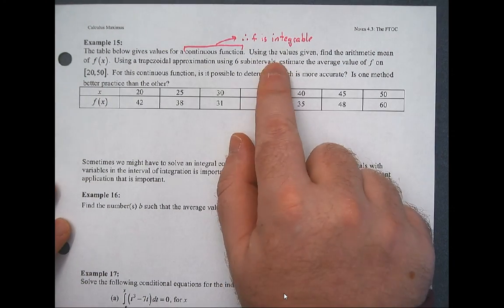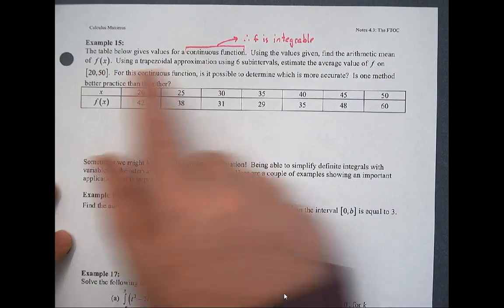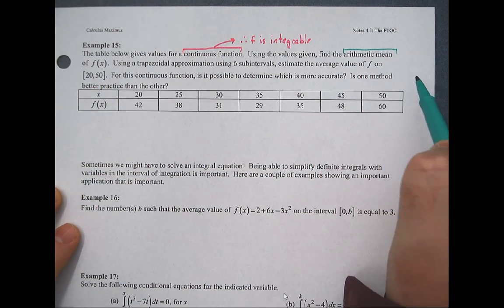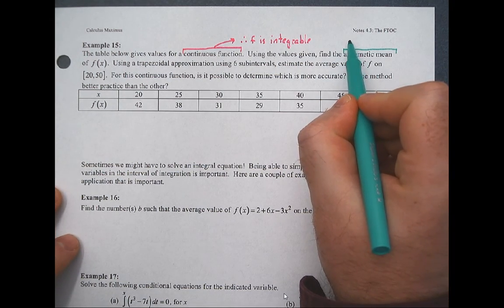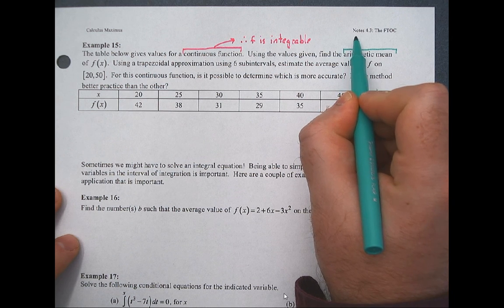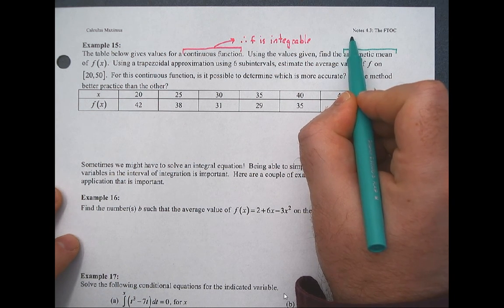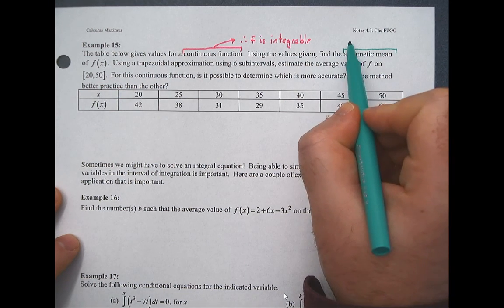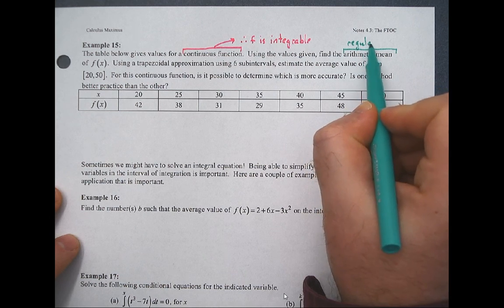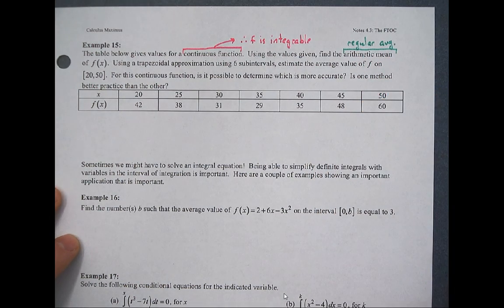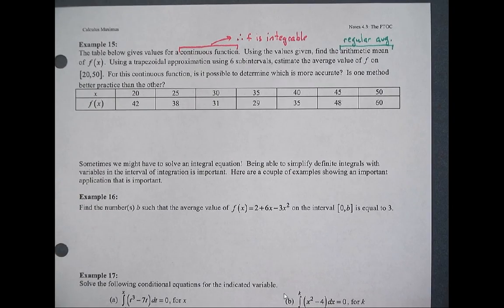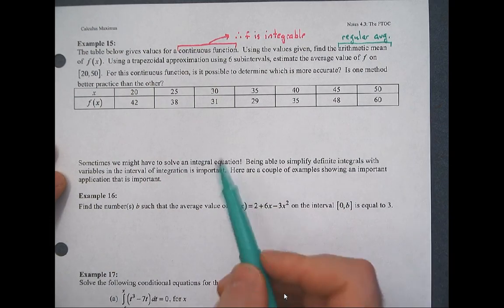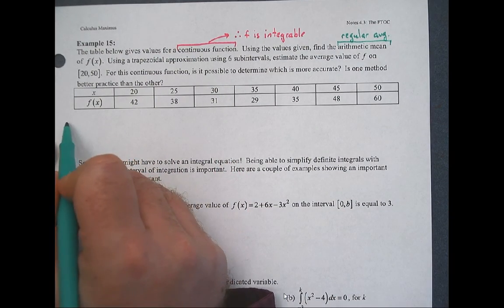Using the values given, find the arithmetic mean of f of x. Arithmetic mean, go back to middle school, probably actually before. Arithmetic mean is just the average. So add them all up. I don't know a nice way to say this. Add them all up and divide by how many? So I'm just going to call it the regular average. Maybe I'll think of a better name at some point, but it won't be in this video. So we want to figure out the regular average of this. We would literally add them up and divide by how many there are. So, arithmetic mean.